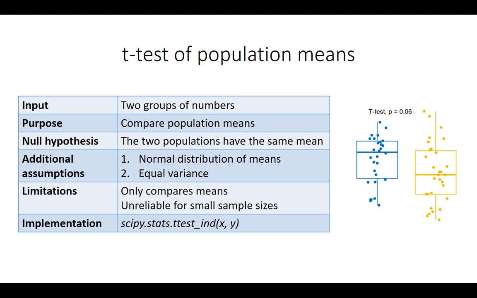Unless you have a very strong deviation from normal distribution, and unless you have very, very different variances between the two groups, it should be fine to use a t-test. But again, if you have strong deviations from these assumptions, this can cause unreliable results. So the limitations of the t-test: it only compares the means, and sometimes we can have populations that are different in other ways, and that will not uncover that. And as a result of its assumptions, it's considered to be unreliable for small sample sizes.